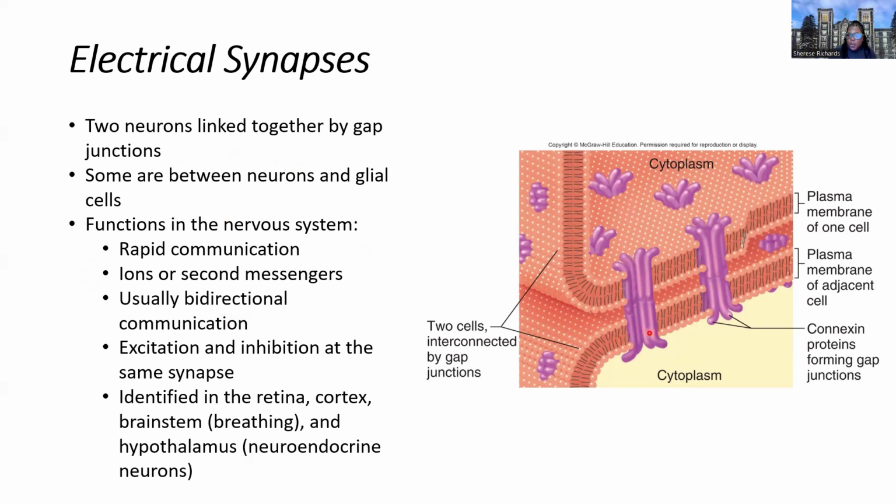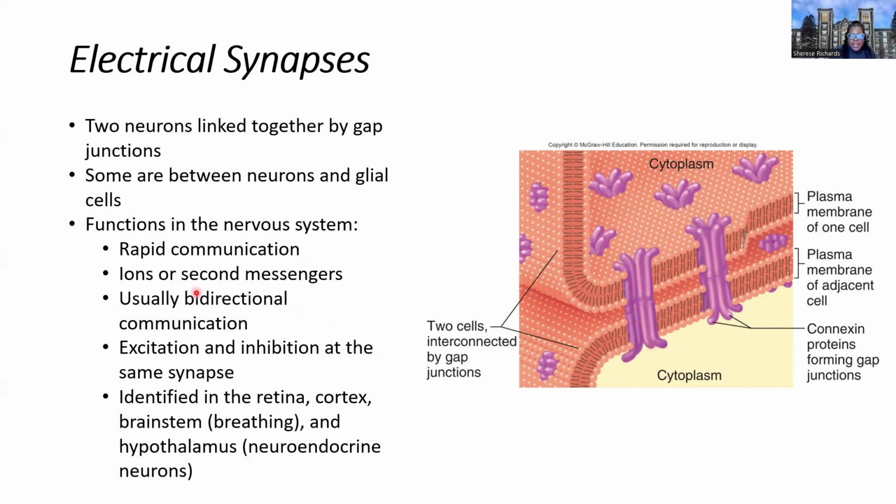Now, an electrical impulse is going to be rapid in its communication, which makes sense. If the impulse is going right through the gap junctions, then there's no transference of this impulse. It's going right through faster, rapid communication. We can sometimes have ions or second messengers actually passed through those pores as well, those gap junctions. So for example, sodium can rush from one cell to the other, and that can be the way that the impulse transmits across that gap junction.